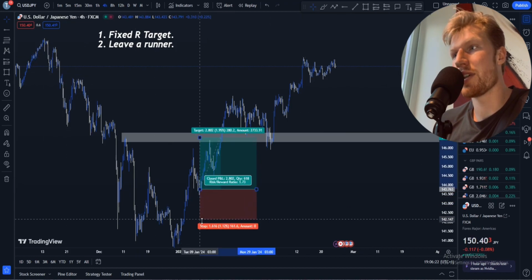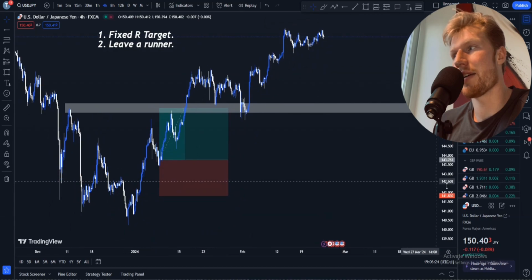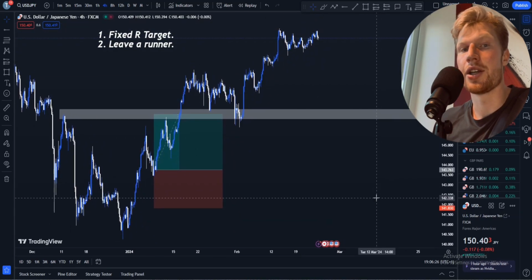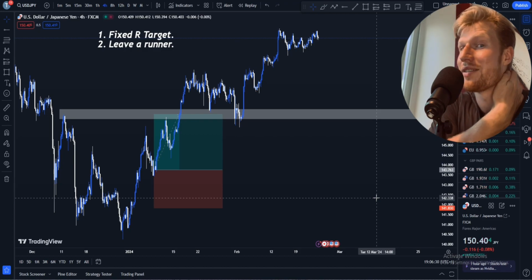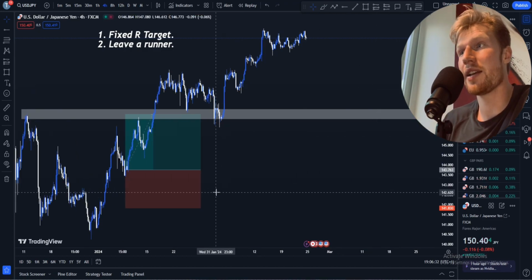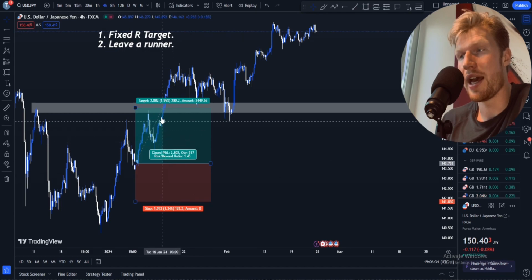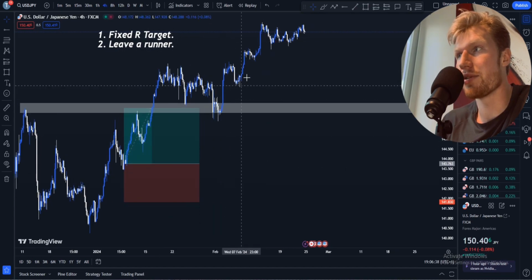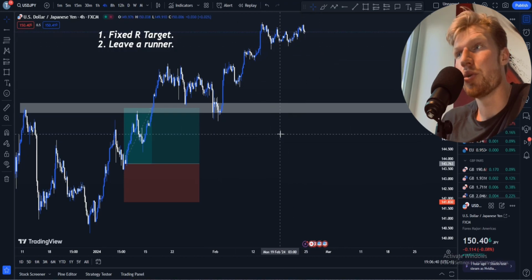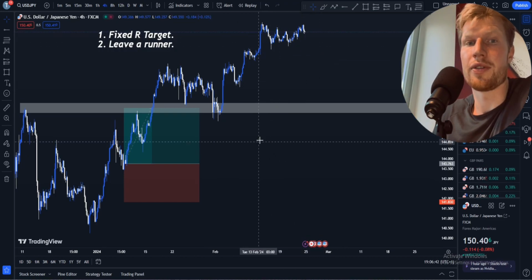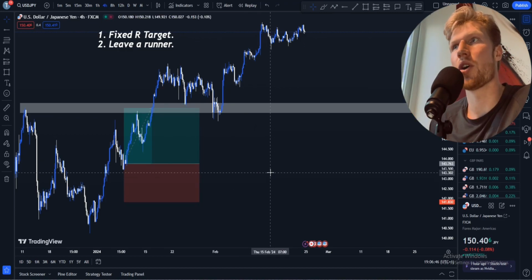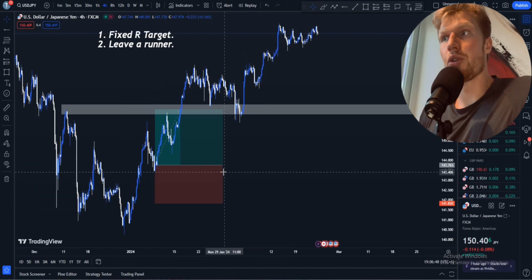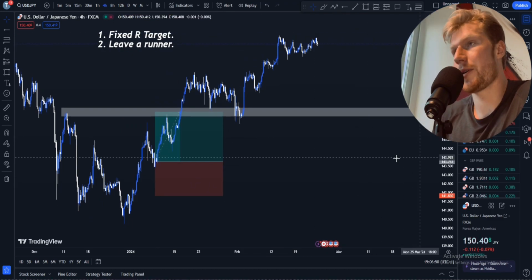So that strategy is very effective in that you're not limiting your upside, which I think is a very nice thing to do. Because when you take a trade like this, imagine this trade hits 1 to 1.5, and then it just continues, you are limiting your upside on that trade. So yeah, you're locking in the profits, but you're also limiting your upside. So again, leaving a runner is a fantastic approach.